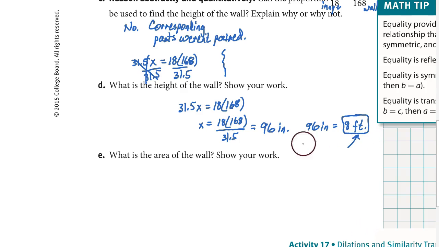Now question E, what is the area of the wall? Show the work. Area of a rectangle shape can be found by going length times width. So take the length of the wall and the width of the wall, multiply them together, and you'll have the area. The answer is 112 square feet.